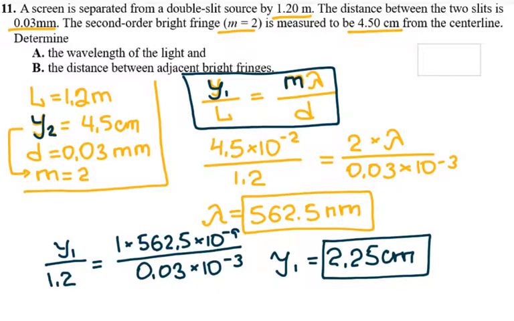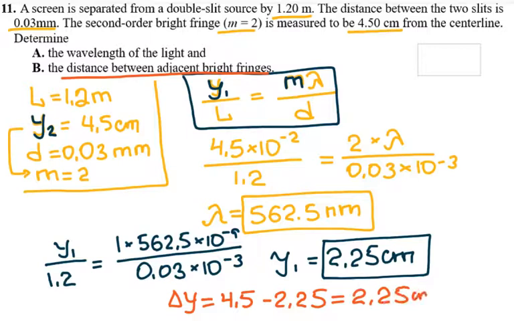So they ask you the distance between the adjacent bright fringes. So delta y is equal to 4.5 centimeters minus 2.25 centimeters. That's going to be 2.25 centimeters. And that makes sense that it is 1/2 of the distance, and it's always going to be 1/2, and then another half added to 4.5 is going to be the next one, and another 2.25 added to the next one, and so on. So the distance between them is going to be 2.25 between all of them.